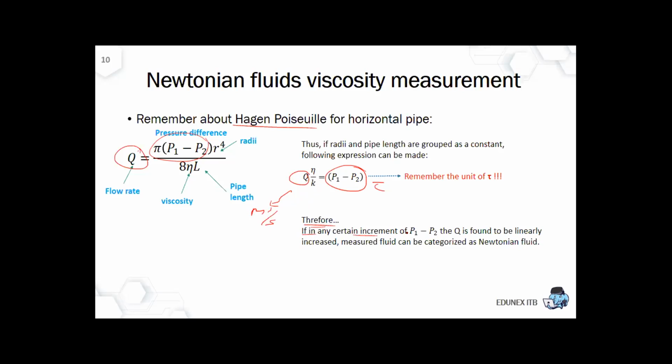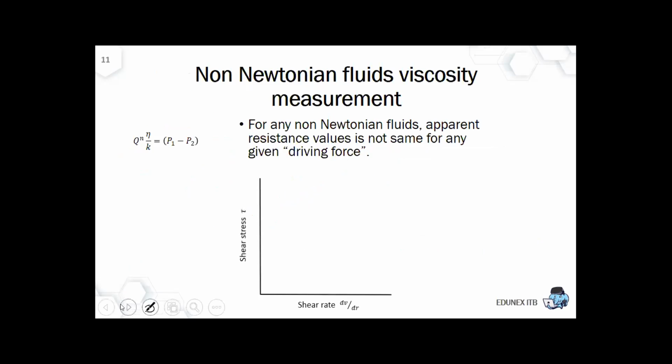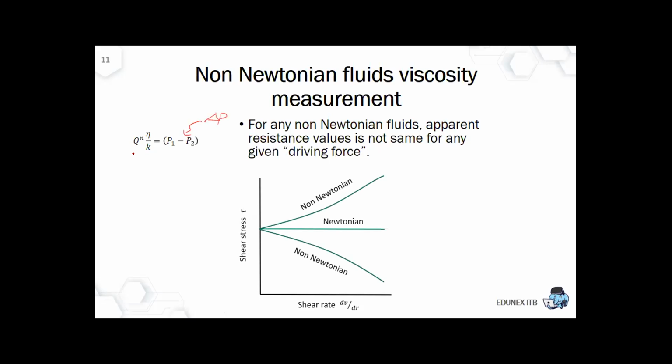If in any certain increment of P1 minus P2, the Q is found to increase linearly, the measured fluid can be categorized as Newtonian fluids. But if we have non-Newtonian, for this case, when we are giving different delta P, the Q is not linearly increased. So we can have different apparent viscosity for any different delta P. So it's called non-Newtonian fluids.